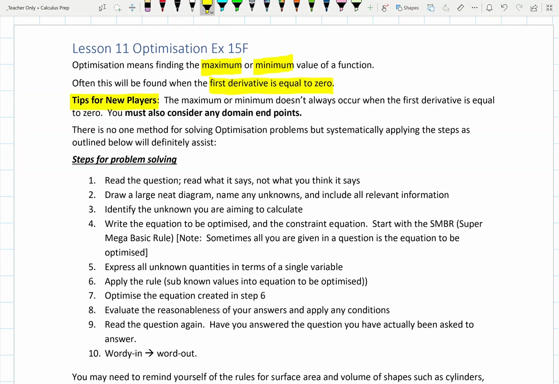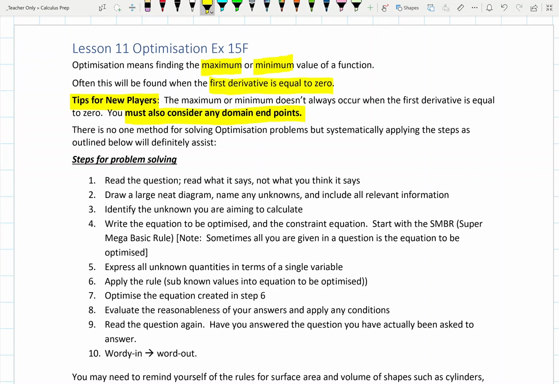And here's a tip for new players. The maximum or minimum doesn't always occur when the first derivative is equal to 0. Sometimes you've got to consider any domain endpoint. So if you've got a domain restriction, you need to consider the value of the function at that domain restriction.